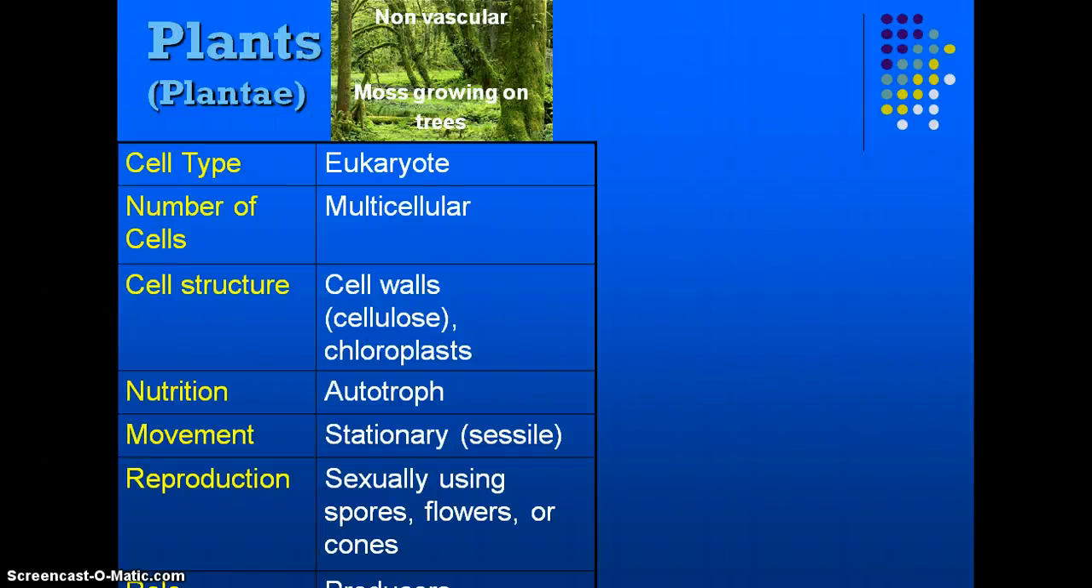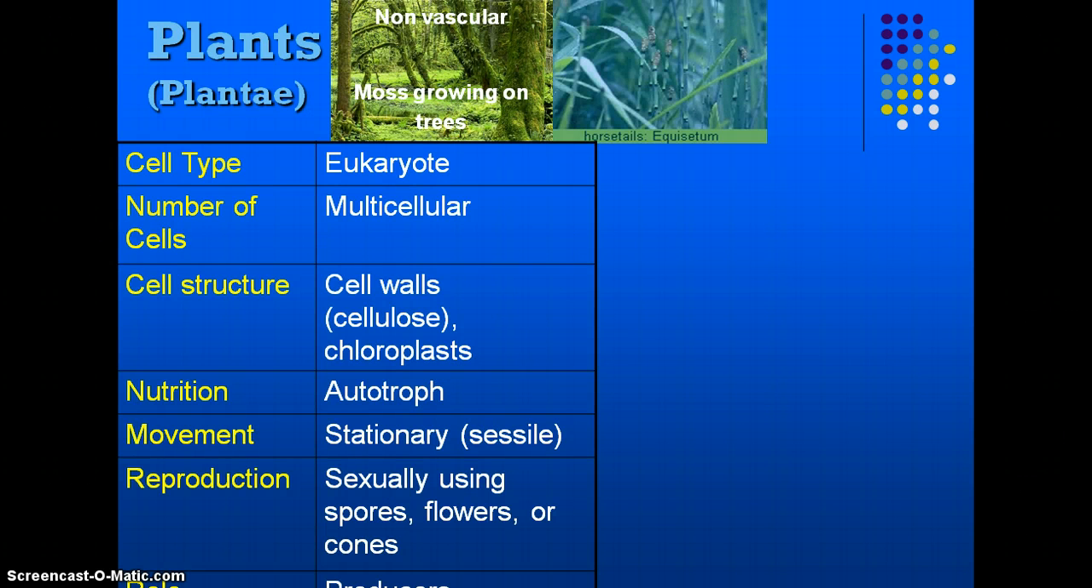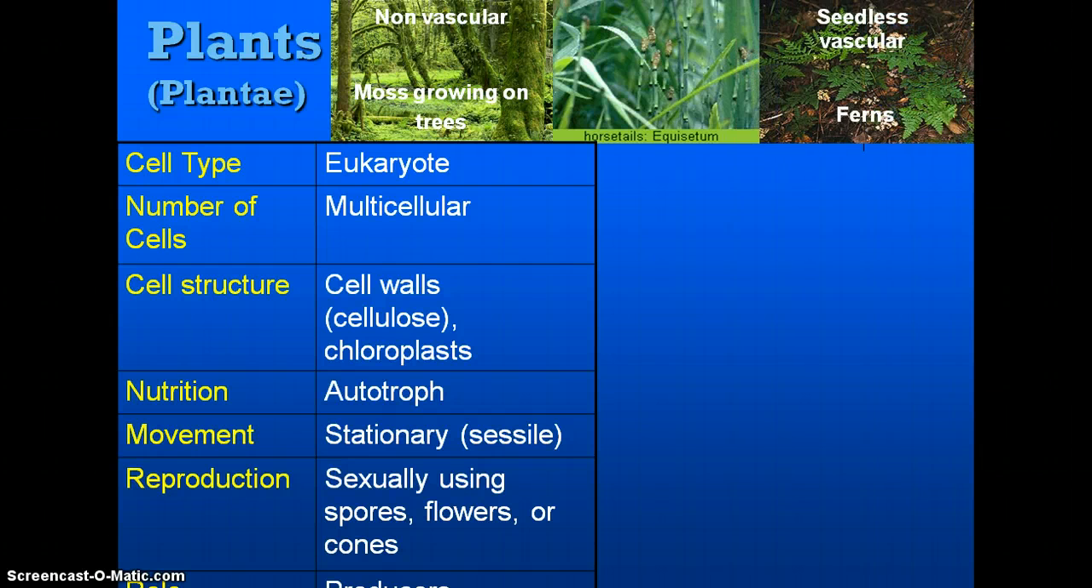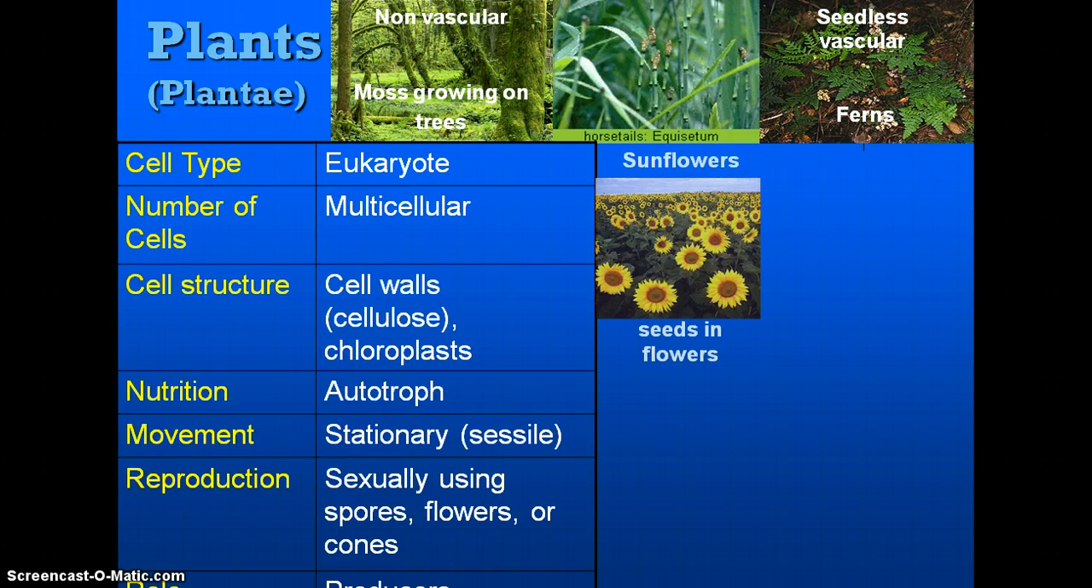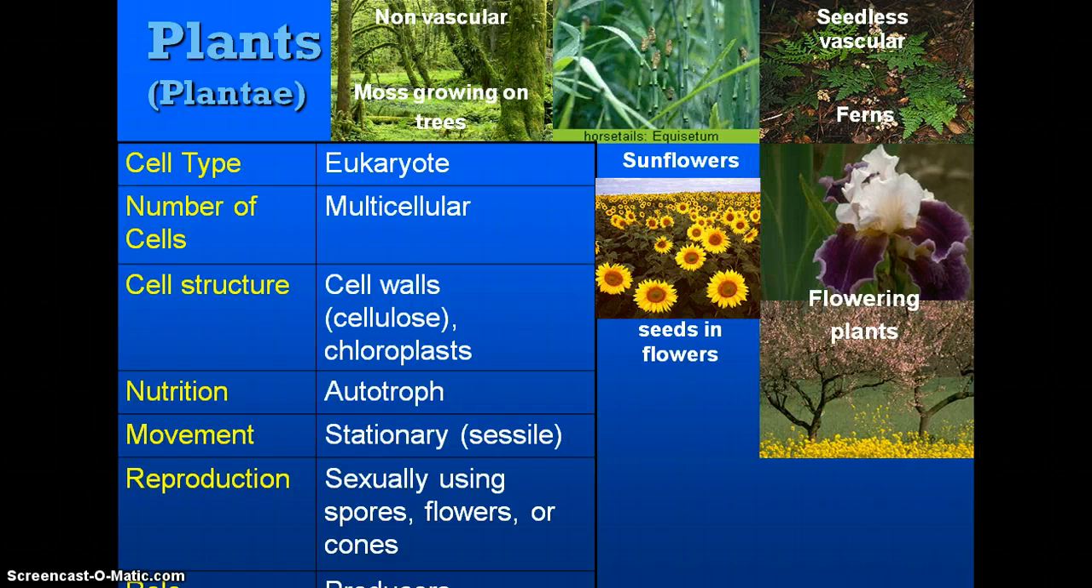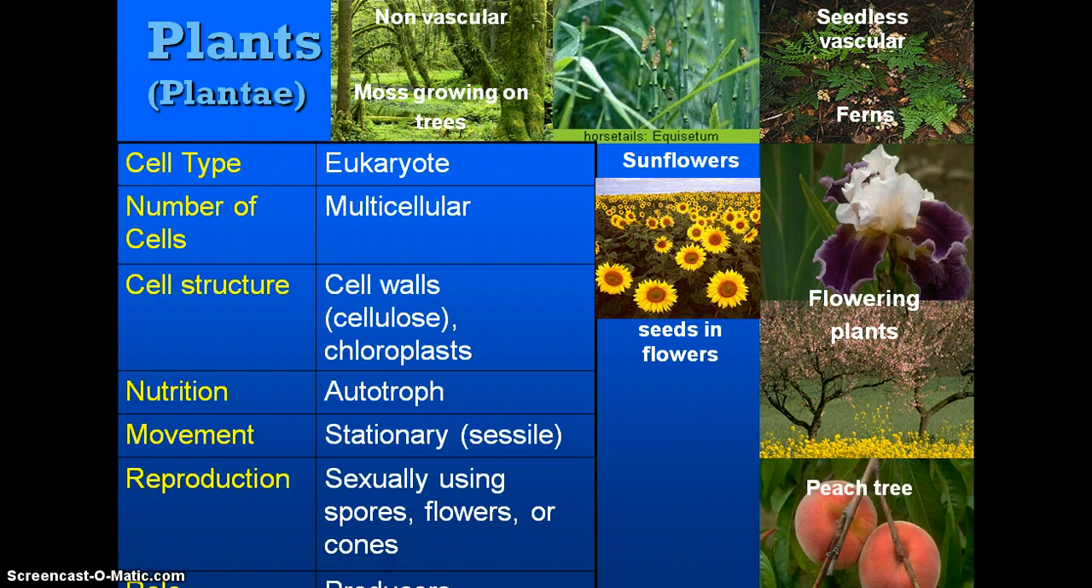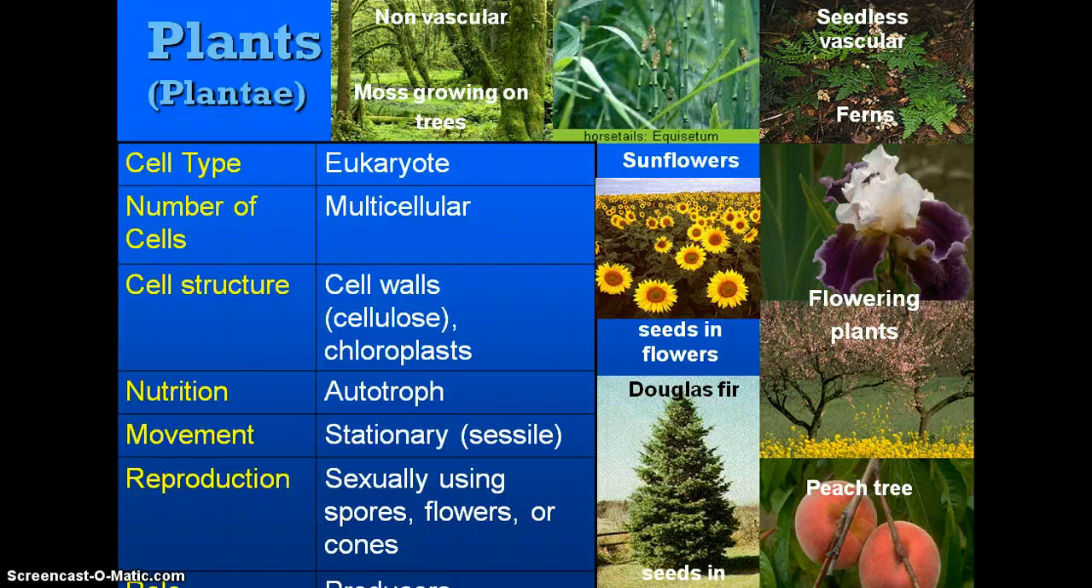The plants are kingdom Plantae. They are also eukaryotic, so remember they have a nucleus. They are also multicellular. They do have a cell wall. Their cell walls are made of cellulose, and they also have chloroplasts, which makes them green. They are autotrophs, so they do make their own food. So that means their role in the ecosystem, they are producers. They are stationary, so they're not going to get up and walk around. And they do also reproduce sexually using spores, flowers, or cones.